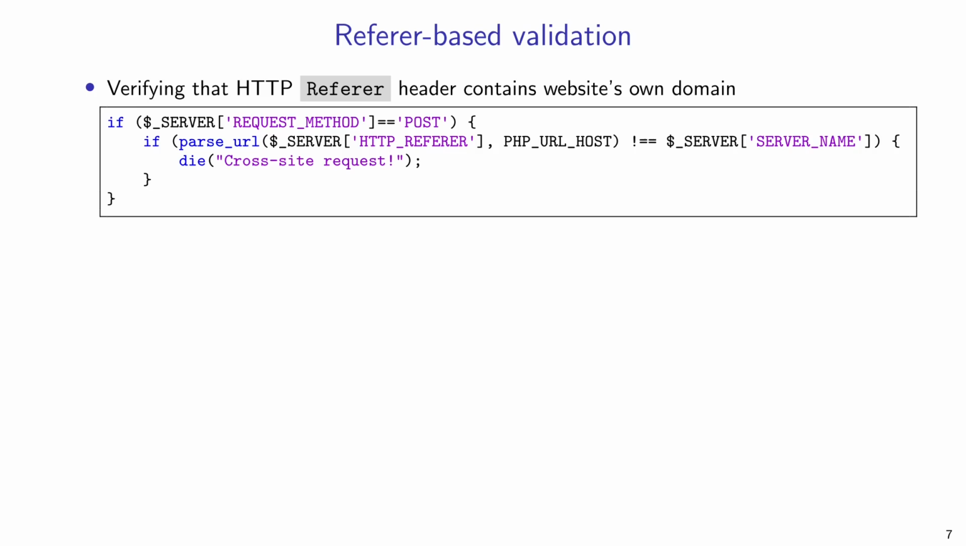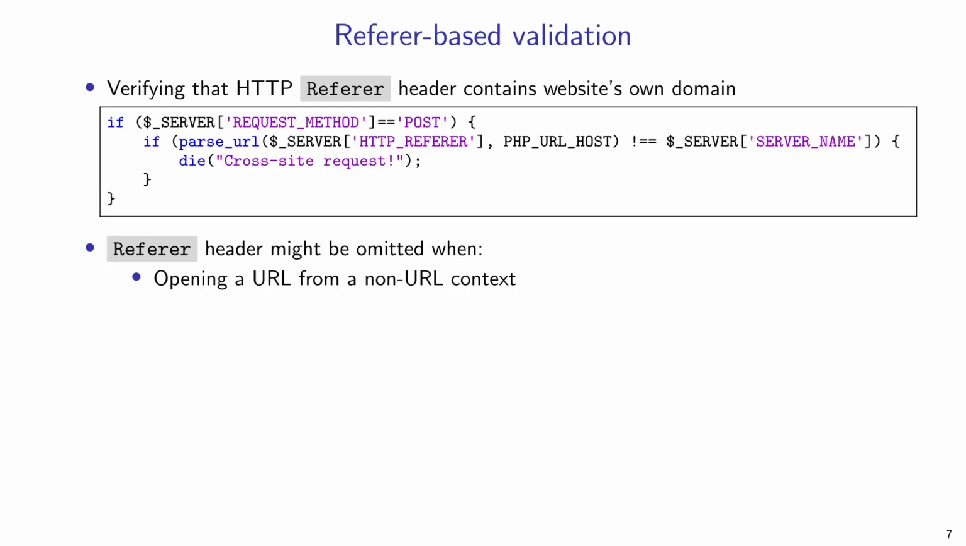Basically, we can add this code at the top of our codebase and it will protect against CSRF all POST requests received by our website. Pretty neat, right? Now, the problem is that the Referer header might not always be present in a request. There are some exceptions. A Referer header might be omitted when opening a URL from a non-URL context. For example, writing a URL in the address bar, clicking on a bookmark, clicking on a URL in some other application than a browser, and similar situations. This, however, in practice would concern only GET requests.